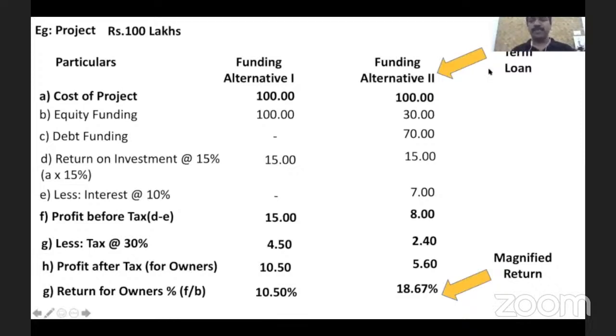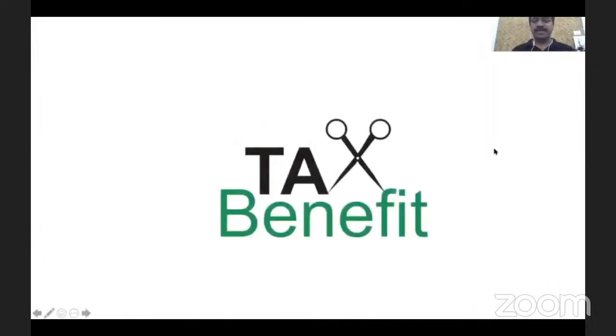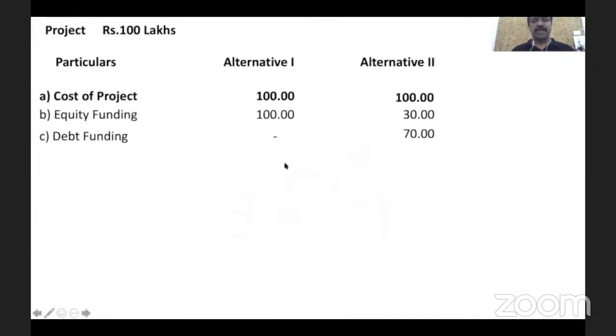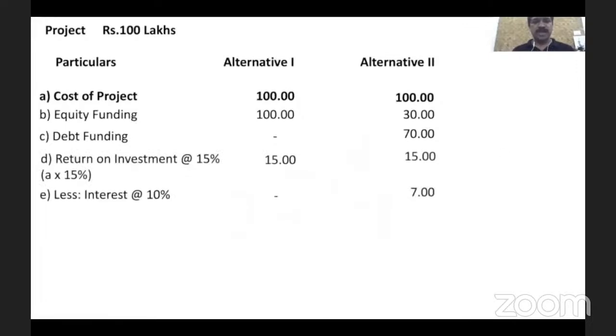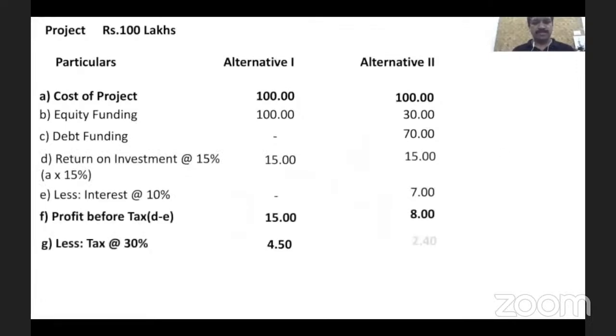Let me give you one more reason why term loan should be considered for project funding. I'm taking the same scenario that we discussed. These are all the same figures, and all this we calculated. Now look at scenario 1. What is the tax amount? 4.5 lakhs. Look at scenario 2. What is the tax amount? It is 2.4 lakhs.